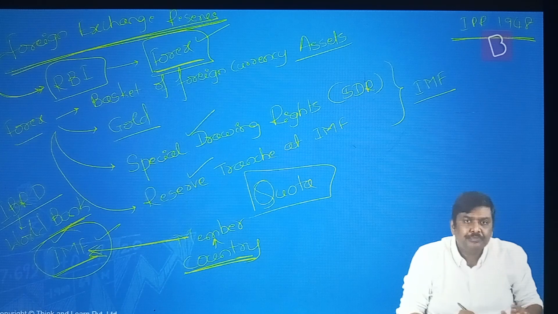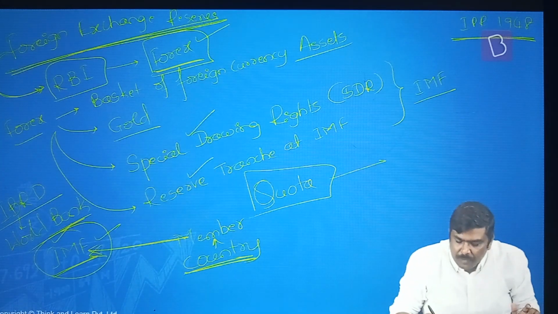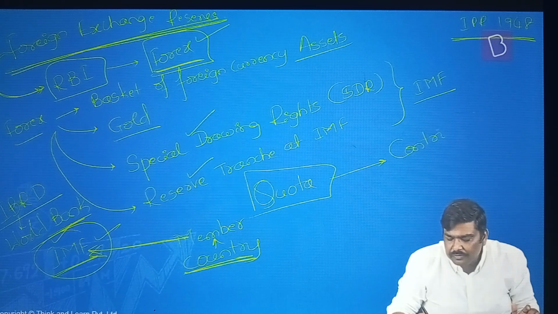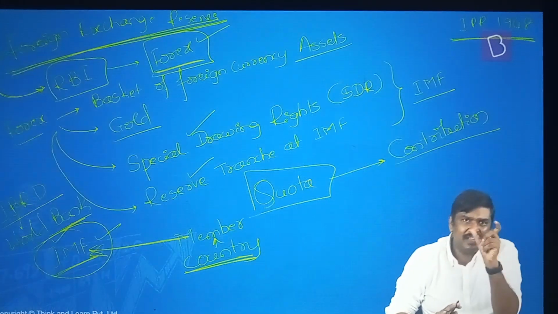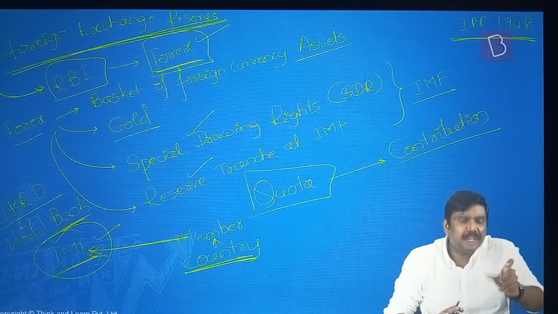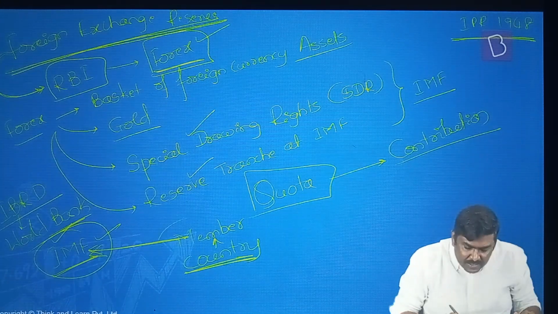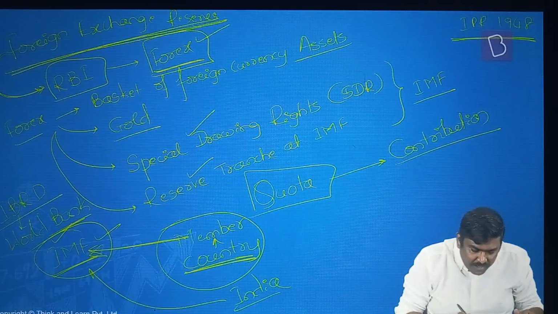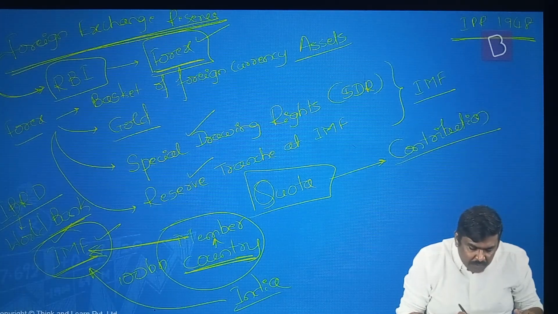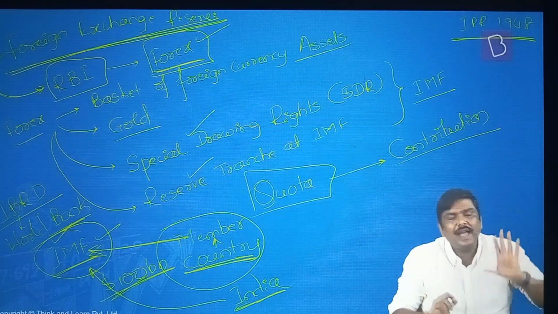IMF says, I will decide a quota for you, and based on the quota, you will have to make a certain contribution to the IMF. In simple terms, you will have to give certain money to the IMF. You want to become a member? I will decide a quota for you, and based on that, you will have to give me certain money. Let's say hypothetically, as a result of the quota calculation, India has to pay $100 billion to the IMF. I'm just taking an arbitrary number here.